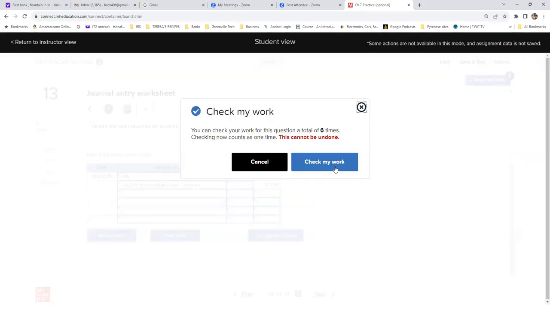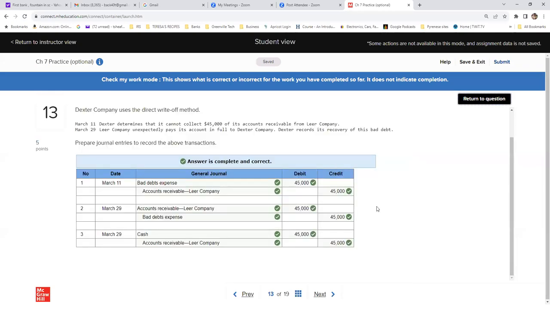And checking our work. And all the entries we made are correct.